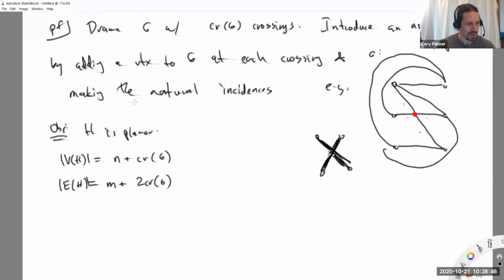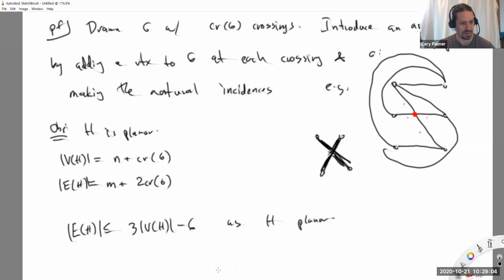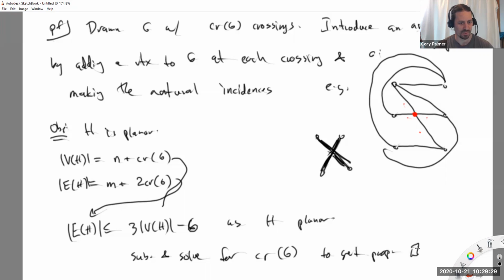Okay. And now we have everything that we need because now we can just use the planar edge bound. H is planar, so the number of edges in H is bounded above by 3 times the number of vertices in H minus 6, right? So as H is planar. And then this is a 6, not a G. And then if you just plug in these values here, if you plug in this for E of H and this for V of H, then that gives the solution, okay? Substitute and solve for the crossing number of G to get the proposition. That's the end of the proof.